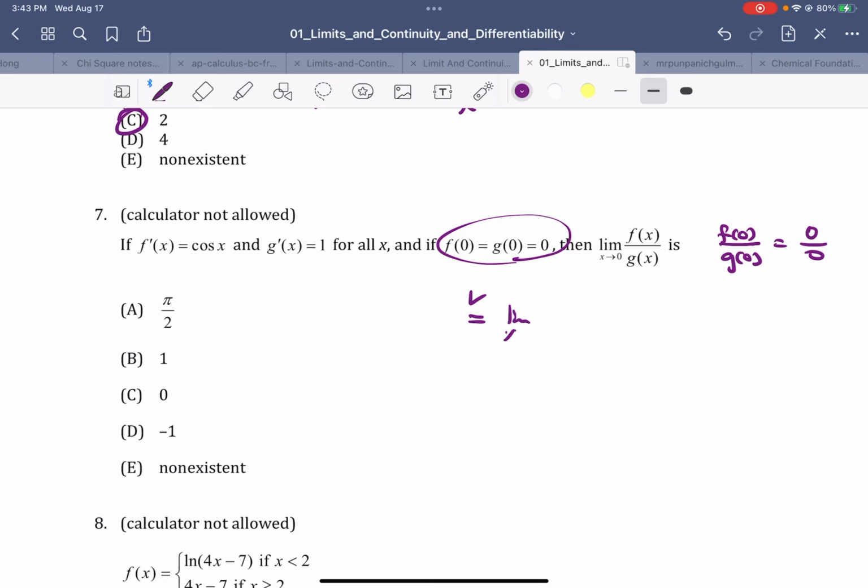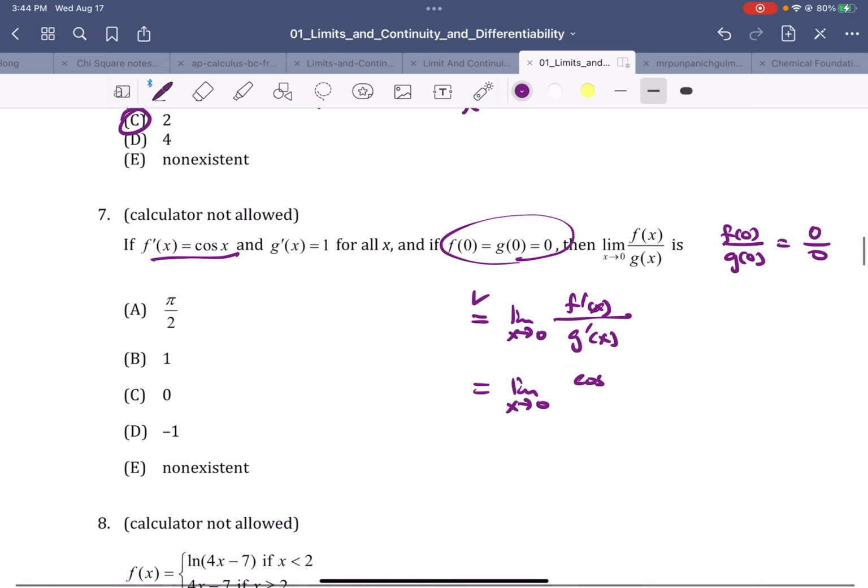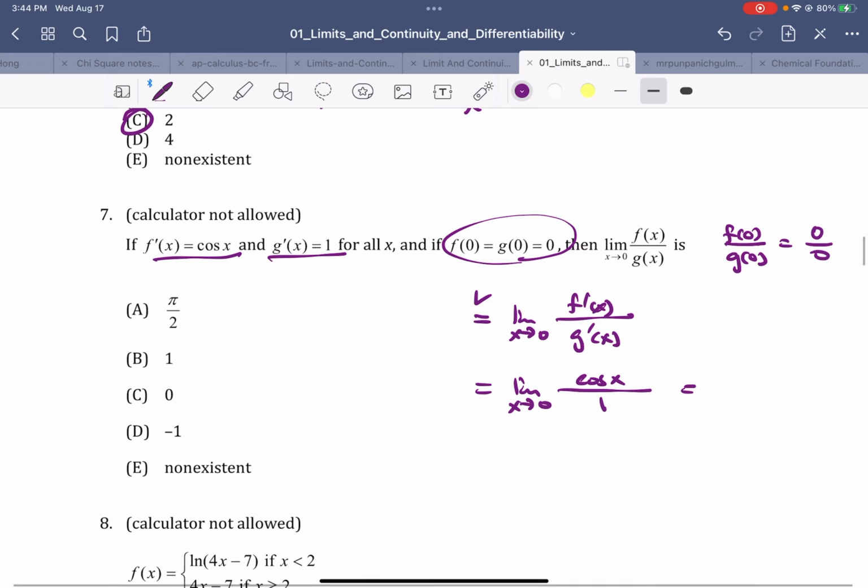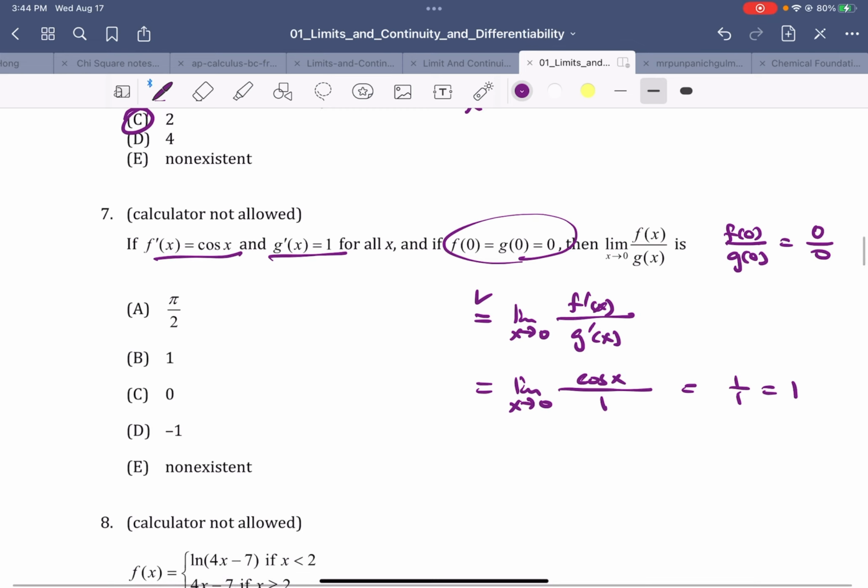So limit as x approaches 0, f prime of x, again, it is not the quotient rule, remember that. Just take a derivative individually. Then like this. So limit as x approaches 0, f prime of x is cosine x. So cosine x over g prime of x, which is 1 always. Now you plug in 0. So cosine 0 is 1. So 1 over 1 is 1. Answer B. Okay. Number 8.